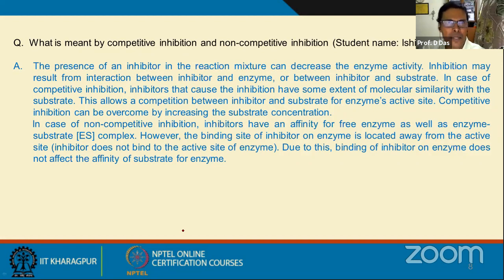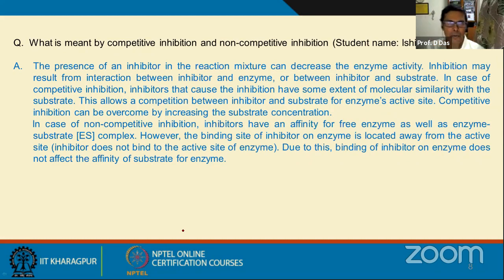Now, there are three different types of inhibition: competitive, non-competitive, and uncompetitive, as far as enzymatic reactions are concerned. Now, what is competitive inhibition? What is non-competitive inhibition? Suppose I told you the enzyme has an active site. Am I right? Now, how does the reaction take place? When enzyme and substrate interact, the substrate has to sit at the active site of the enzyme, and then it reacts and gives the product.